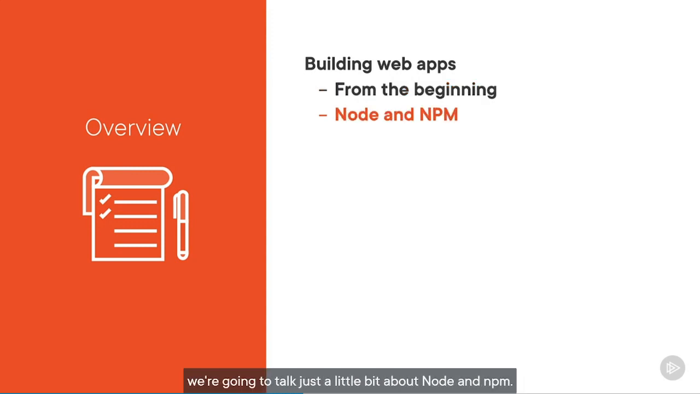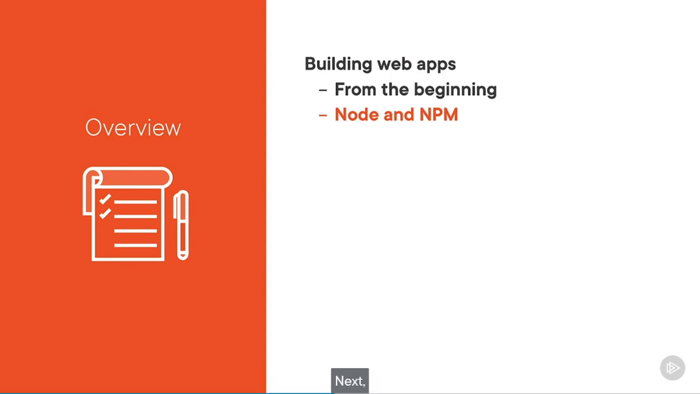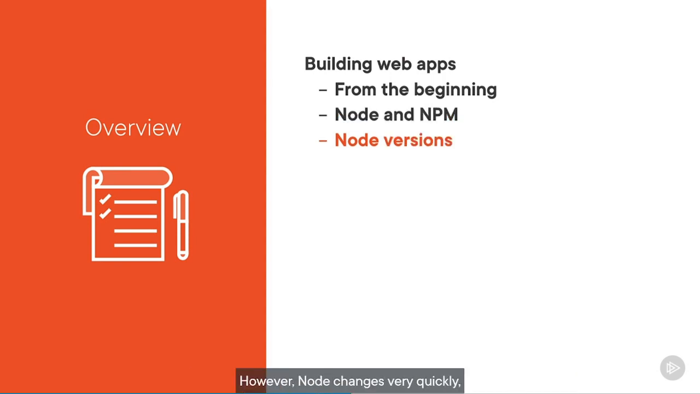Now, first, to get started, we're going to talk just a little bit about Node and NPM. NPM is the package manager for Node, so we'll talk briefly about how that works and how to get the most out of it. Next, we're going to be using somewhat close to the latest version of Node in this course. However, Node changes very quickly, so the latest version now is not necessarily the latest version when you're watching this course. So we're going to talk about how to manage that and how to deal with rapidly changing Node.js versions. Then we're going to talk about templating engines.